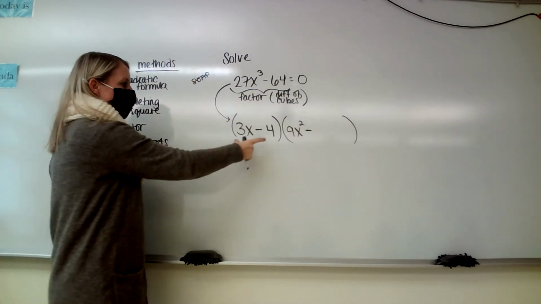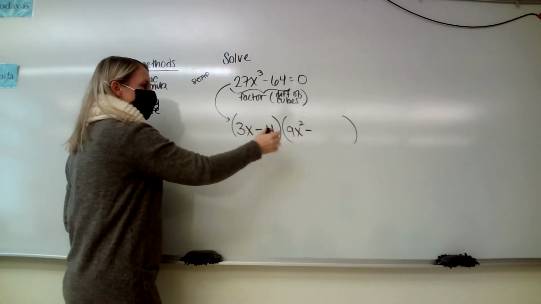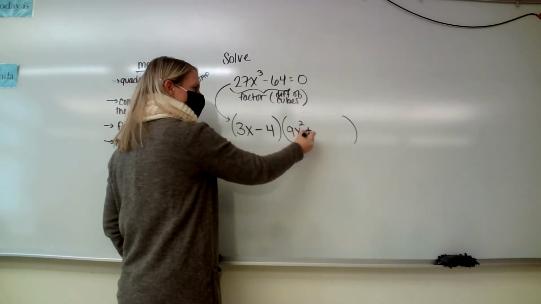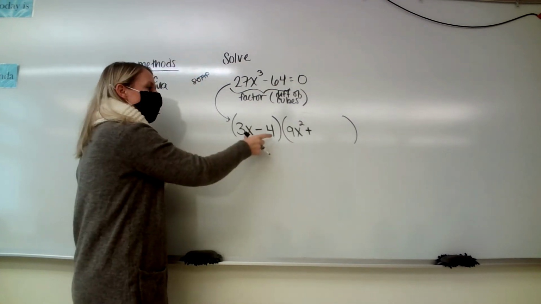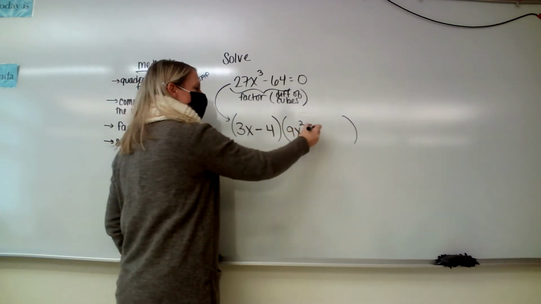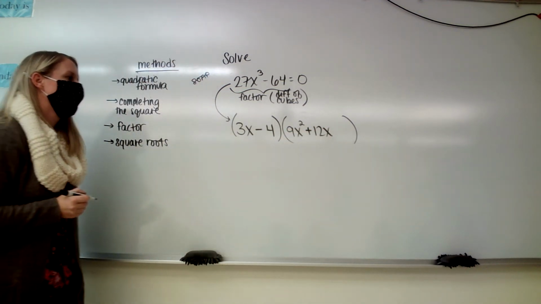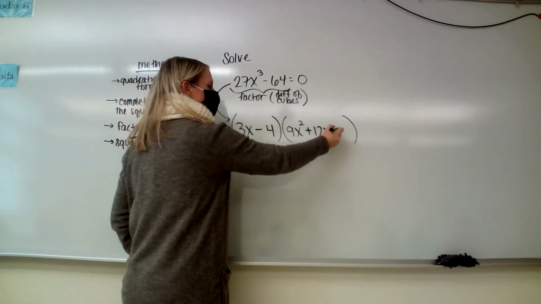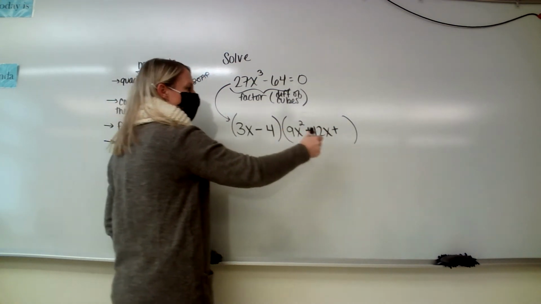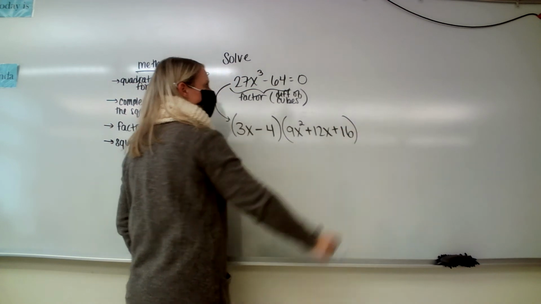For the middle term, I just multiply these two things together, so that's going to give me 12. Opposite, it would help if I actually wrote the opposite sign, is a plus. That would give me 12x. And then always positive, I square that second term, which would just be 16.